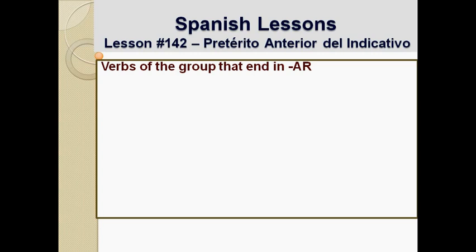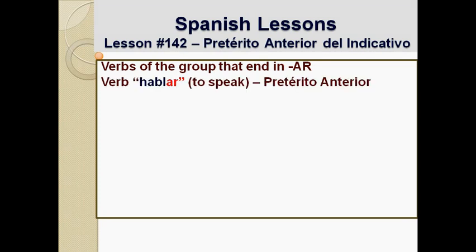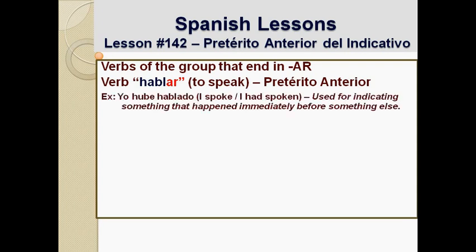So let's begin with the first group, that is the biggest of the 3, and it's also the one that has fewer irregular verbs. We will choose the verb hablar, or to speak, as an example to conjugate. Here's a typical example using the pretérito anterior, so you can see when it is used, okay? Yo hube hablado. This means I spoke, or I had spoken, right?